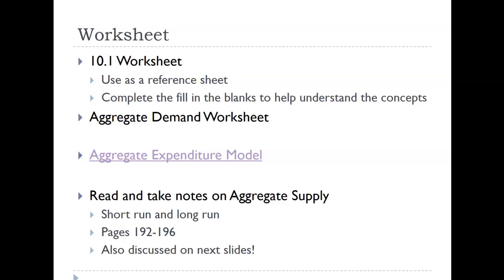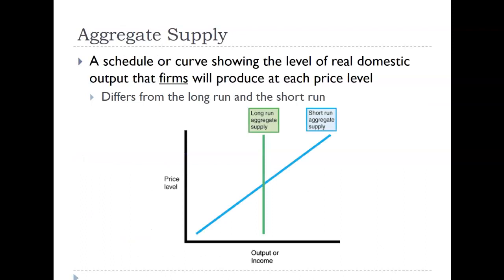If you want, you can read McConnell and Brue, 17th edition, pages 192 to 196, for aggregate supply, to take notes on that. With that said, I'm going to quickly go over that next part.